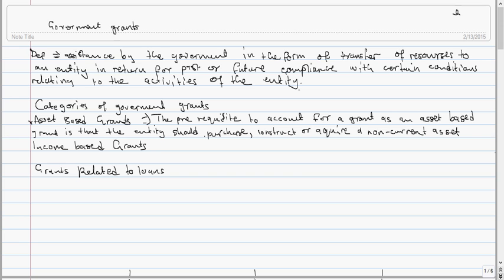And then for income-based grants, here we're just going to say all government grants which are not asset-based are income-based grants.